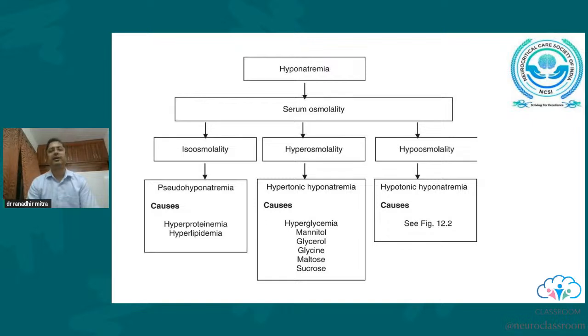Normally if you have hyponatremia, look at serum osmolarity. As I have already said, in case of isoosmolar, it is always pseudohyponatremia because of rise of lipid or protein. In hyperosmolar hyponatremia, the hypertonicity, like I've said, is caused by mannitol, glycerol, glycine, and sugar. The hyponatremia that we are concerned with is hypoosmolar hyponatremia, which is the commonest form of hyponatremia that we get in ICUs, and the commonest cause is SIADH.